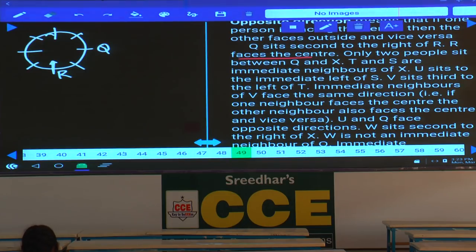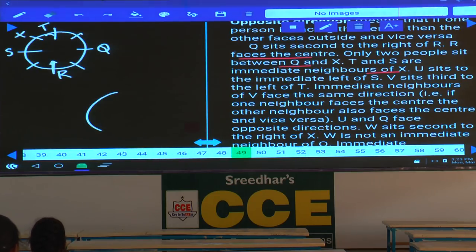Done with this? And only two people between Q and X. As only two people are between Q and X, X can be here or X can be here. How many possibilities do we have? Two possibilities. And T and S are immediate neighbors of X. As T and S are immediate neighbors of X, X cannot be at this place. Are you following this one or not? As X cannot be here, the second case is ruled out. Hence, we are left with only this one. X will be here. If X is here, then how many possibilities do we have? If T is here, S will be here.